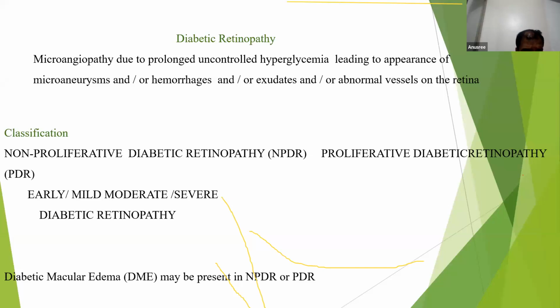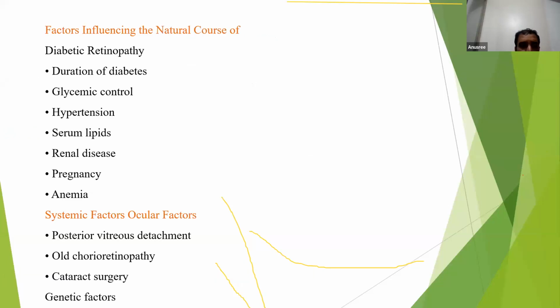And the classification is NPDR and PDR. It can be NPDR, which can be early, mild, moderate, and severe diabetic retinopathy. And there are certain factors influencing the course of diabetic retinopathy: duration, hyperglycemic control, hypertension, serum lipid values, renal disease, pregnancy, anemia. All these contribute to aggravating the retinopathy.